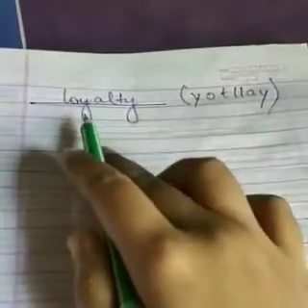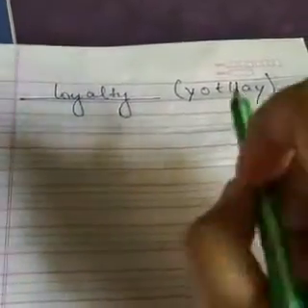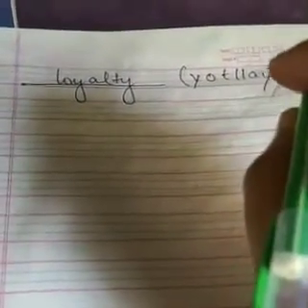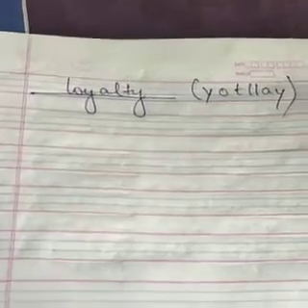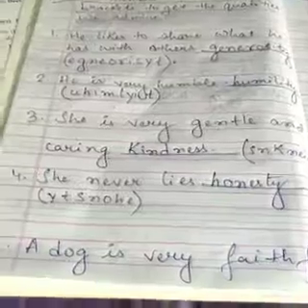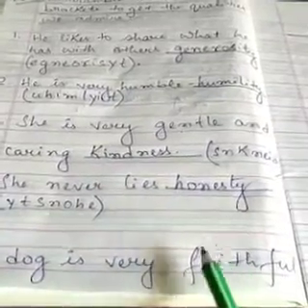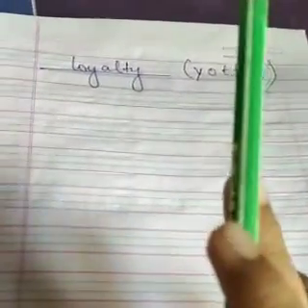So, see, we've written L-O-Y-A-L-T-Y, loyalty. That is what we can get from animals. Yes, humans are all definitely loyal, but these animals are much more loyal than any other being on this earth. So, see this, a dog is very faithful. We can also say a dog is very loyal, and a dog is very faithful will become loyalty. Is it clear to you?